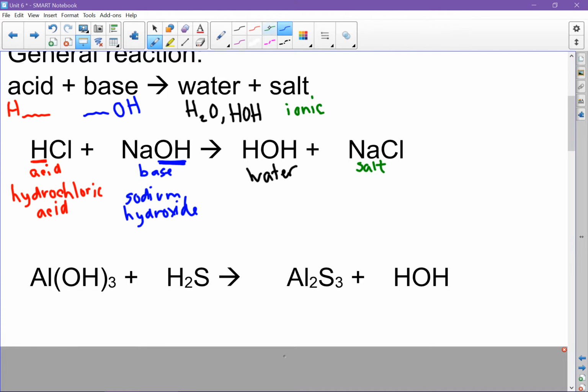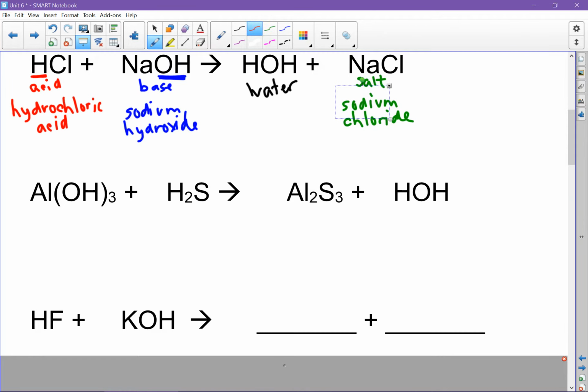Water we can leave named as water. Lastly, we're going to try to name the salt. Again, salts are ionic, so we're going to follow regular ionic naming rules. No prefixes, nothing like that. The Na is sodium, and the Cl is chlorine, and we will change the ending to chloride. So that's neutralization. You always have to have all four pieces from the general reaction. So let's try another one.